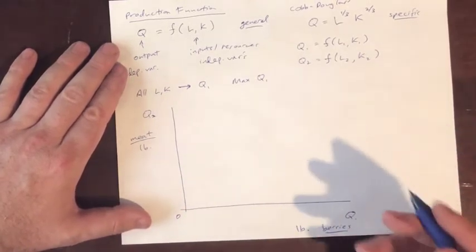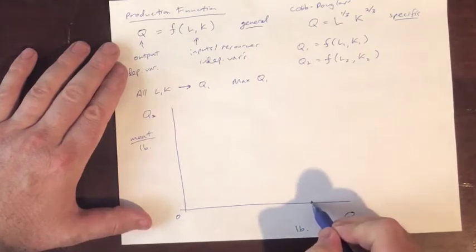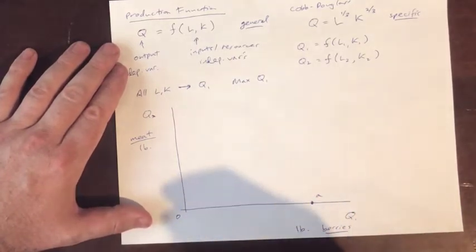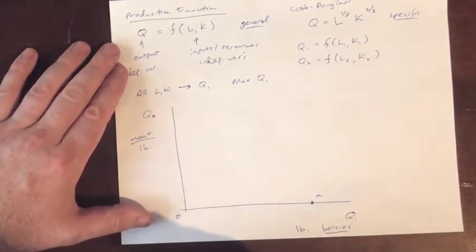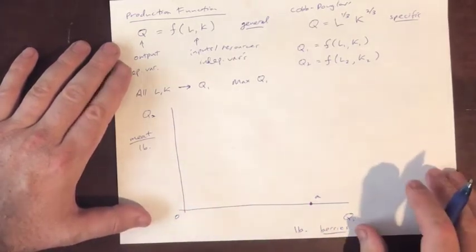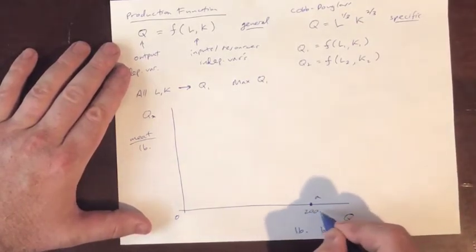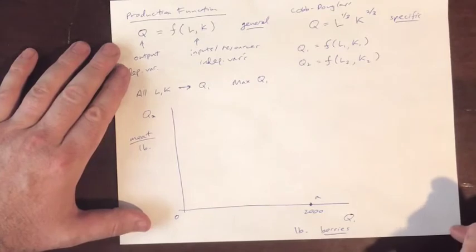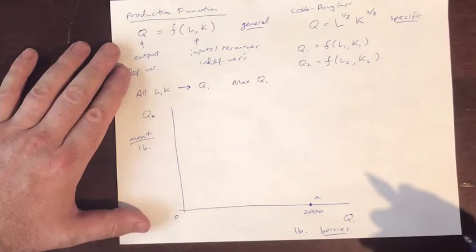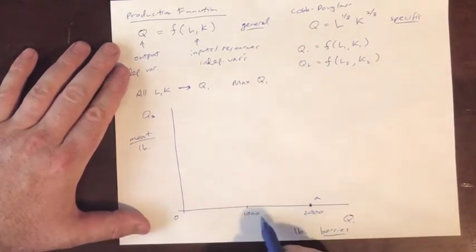So let's imagine that the maximum amount of berries, we'll call it point A right here, that the society can produce if everyone gathers berries, and they use all of their capital to gather berries and so forth, let's imagine that number is 2,000 pounds. So there we have our point A. And then 0, 1,000, 2,000.